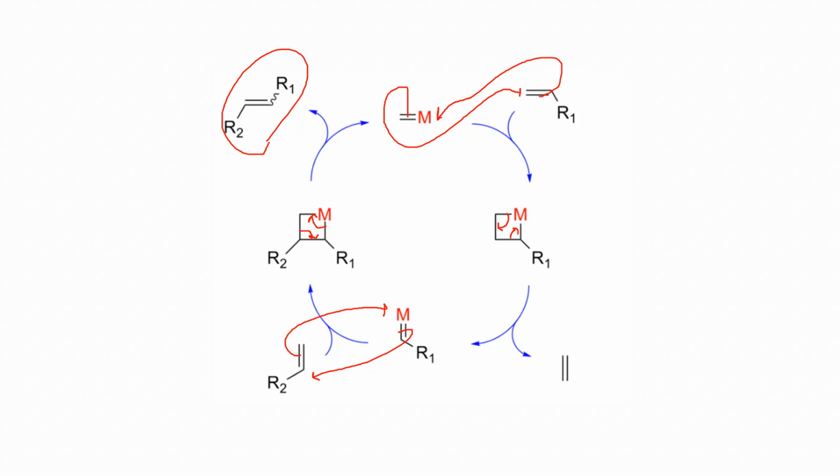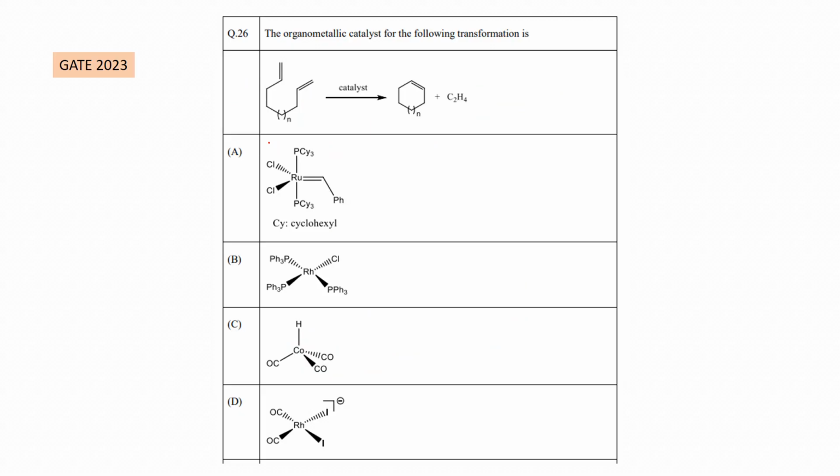olefin metathesis. As one question came in GATE 2023: the organometallic catalyst for the following transformation is, so they have given two alkenes and just by using one catalyst they are getting a single alkene. So how will it go, what catalyst should they use?